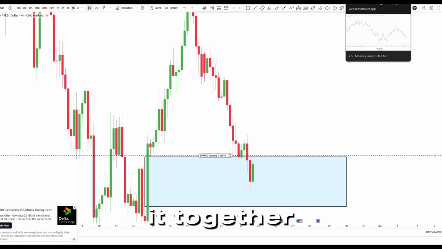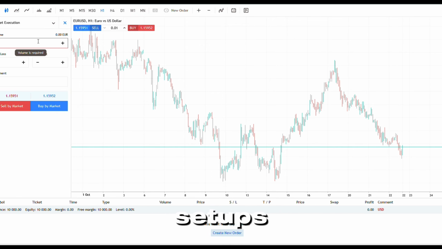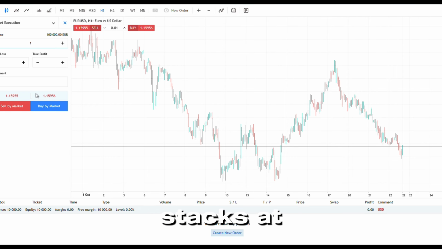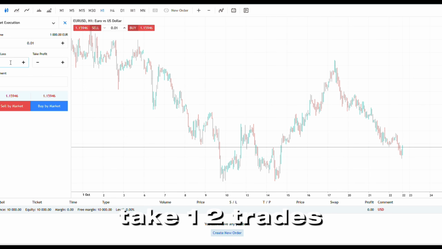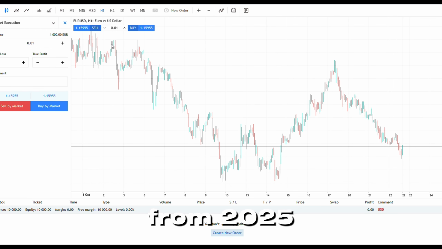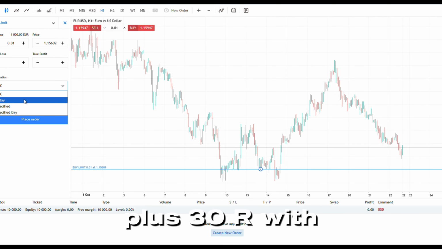Let's tie it together. Your daily routine starts at 9 a.m. Open Nifty and Bank Nifty daily charts on TradingView. Mark key supports, resistances, and potential void zones. Takes 2 minutes. Switch to 5-minute charts for intraday setups during 9:30 to 11 a.m. or 2:30 p.m. London Open. Look for spring traps at key levels, rejection stacks at round numbers, or break retest fails after breakouts. Take 1, 2 trades max, risking 0.5% per trade. Backtests from 2025 on Indian indices show 20, 30 setups per month, averaging plus 30 R with discipline.